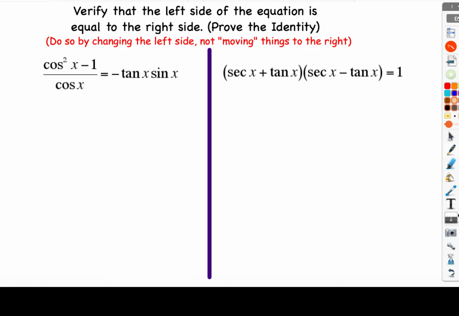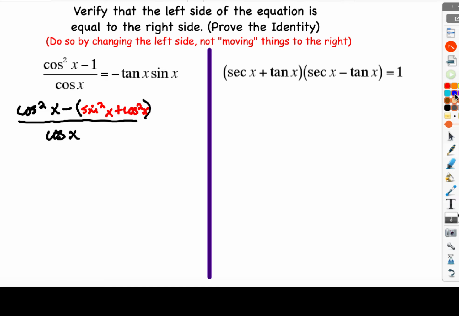Let's go ahead and keep the original. So we've got cosine squared of x on the top, and we've got a cosine of x on the bottom. We're also going to subtract, but instead of 1, I'm going to remove that 1 and call it sine squared of x plus cosine squared of x.